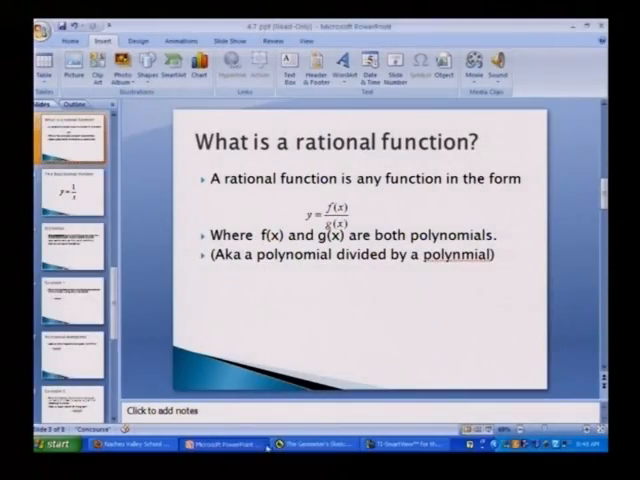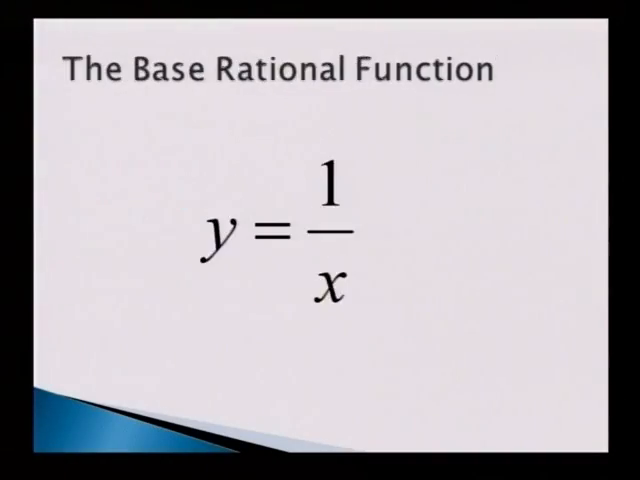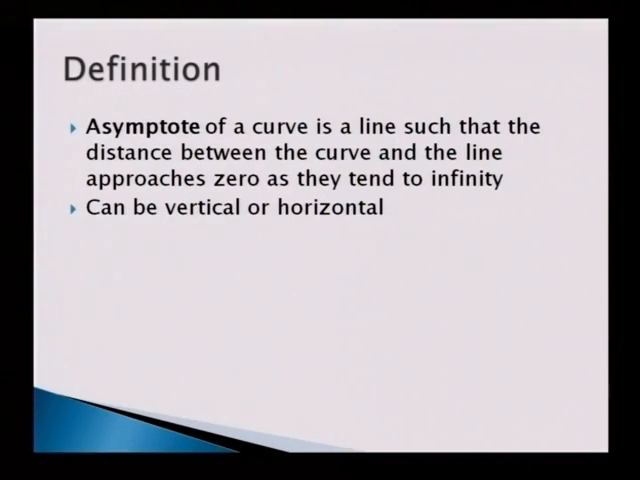So let's have some definitions real quick, just in case you forgot what they are. An asymptote of a curve is a line such that the distance between the curve and the line approaches zero as they tend towards infinity. In other words, it will get closer and closer to that value, but never actually hit it. As we'll explore in this section, they can be vertical or they can be horizontal. Typically on a graph, they'll be represented by a dotted line.